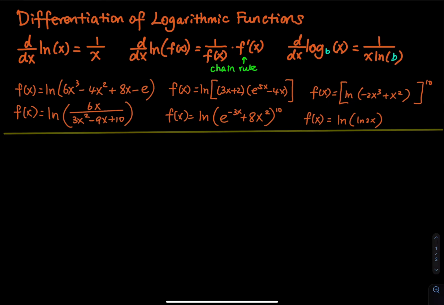Differentiation of logarithmic functions. First of all, the derivative of ln x. So ln x is a natural logarithmic function. The derivative of ln x is equal to 1 divided by x.